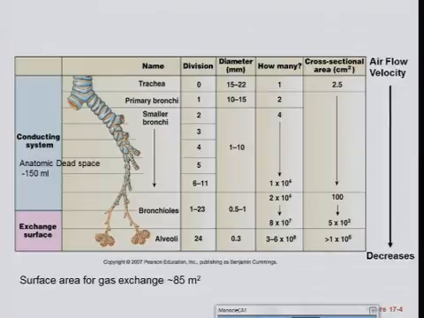Now, if we compare that to resistance, okay, we're talking physics here, so don't get lost. We're talking resistance to airflow. It also goes the same way. If our cross-sectional area is small, we have a high resistance. If we increase that cross-sectional area, we decrease resistance to airflow. So resistance to airflow also decreases as we go distally in the lung. Very important concepts that you need to remember.